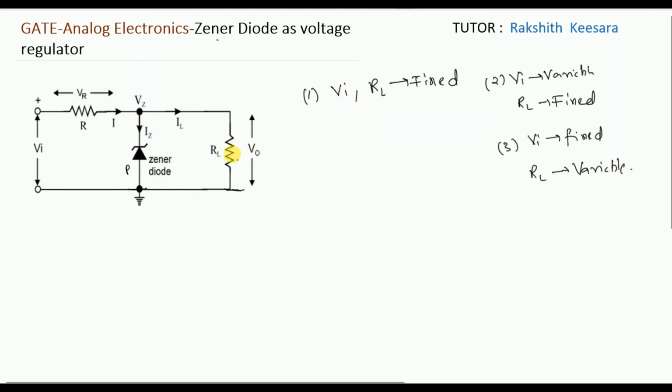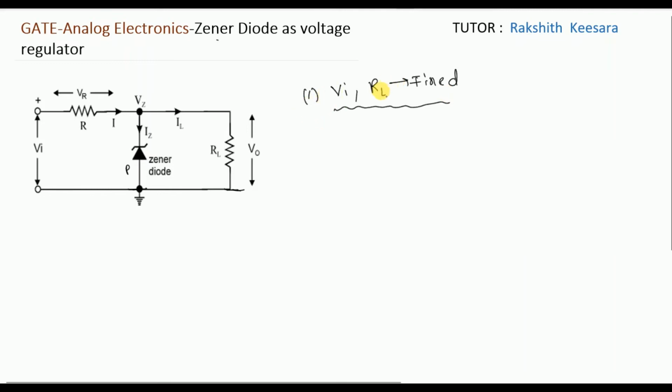So these are the three cases, guys. When Vi and RL both are fixed, when Vi is variable and RL is fixed, and when Vi is fixed and RL is variable. So I will analyze these three cases, and there is also another case where Vi and RL both are variable. I will also teach about this and I will solve problems on this fourth case. This is very important. So first I am talking about this case.